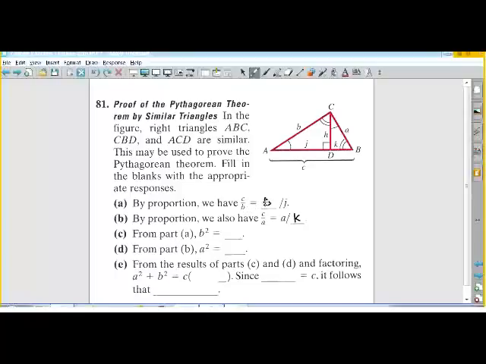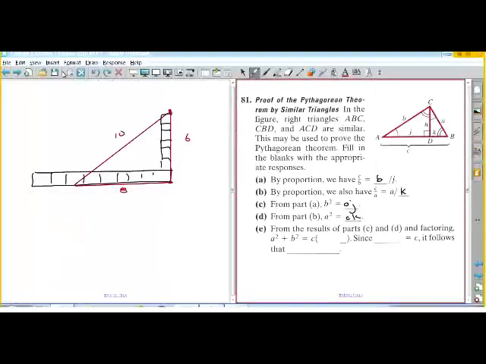And then they say, from part A, find what B squared is. Well, if you cross multiply, you get this times that equals that times that. So B squared is equal to C times J. And if you do the same thing in the second ratio, this times that equals that times that, so you get A squared is equal to C times K. And it says, from the results here and factoring, what do you get? Well, if you take this squared plus that squared, it should be equal to this squared plus that squared.